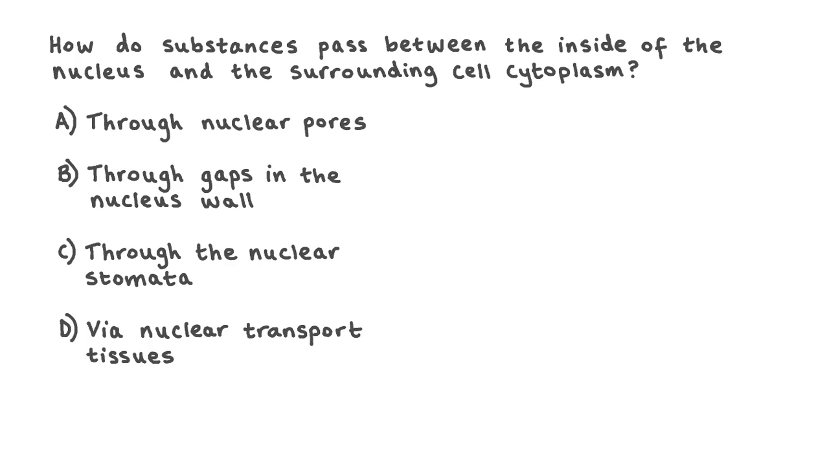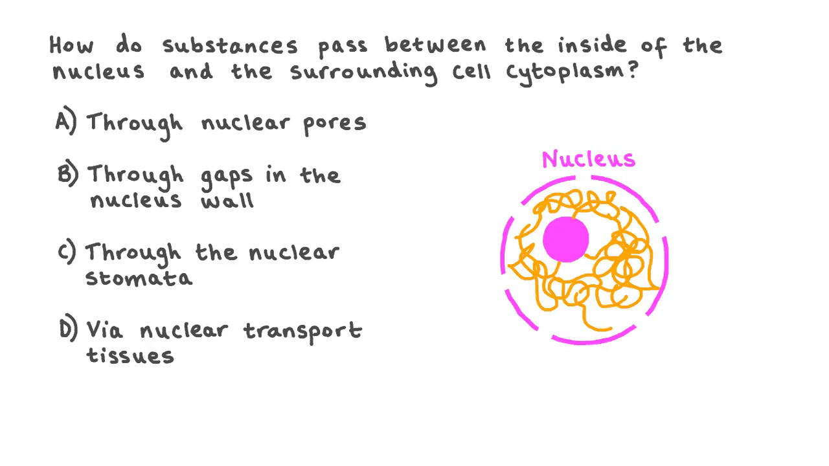How do substances pass between the inside of the nucleus and the surrounding cell cytoplasm? A. Through nuclear pores. B. Through gaps in the nucleus wall. C. Through the nucleus stomata. Or D. Via nuclear transport tissues.